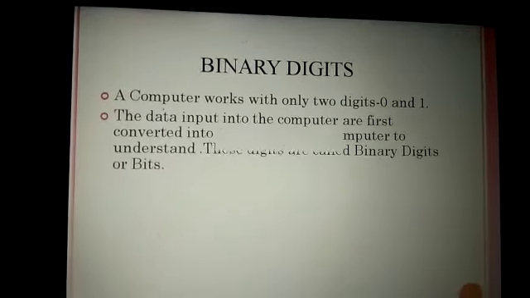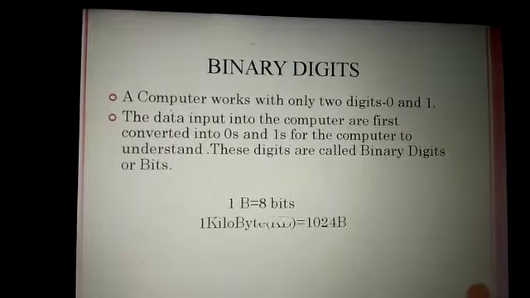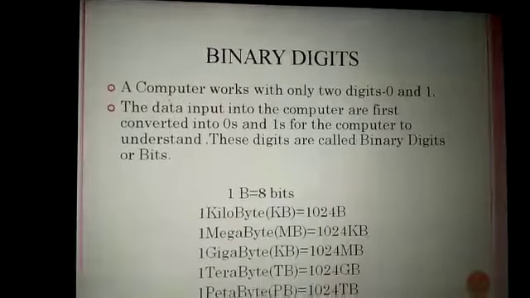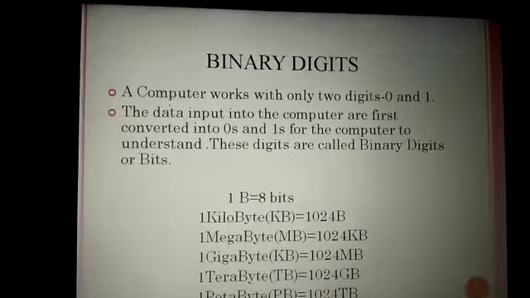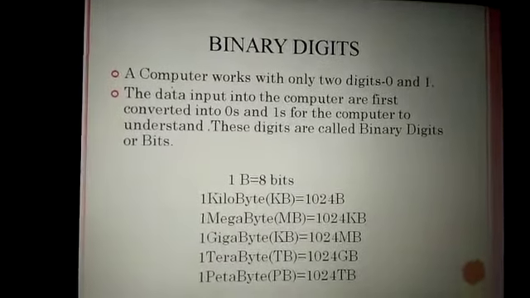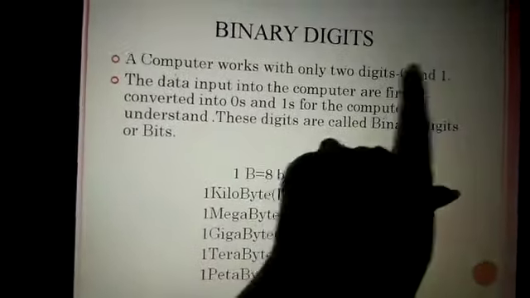First is binary digits. A computer works with only two digits, that is 0 and 1. When we input our data into the computer, it is converted into 0 and 1 for the computer to understand it. And these digits 0 and 1 are known as binary digits.